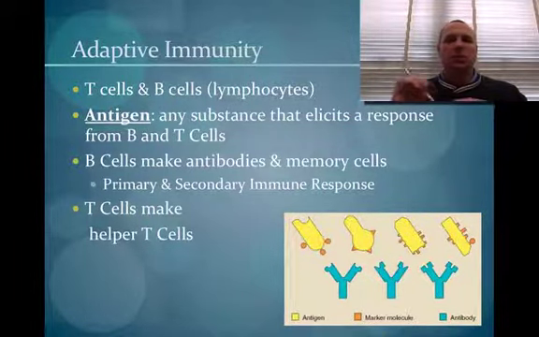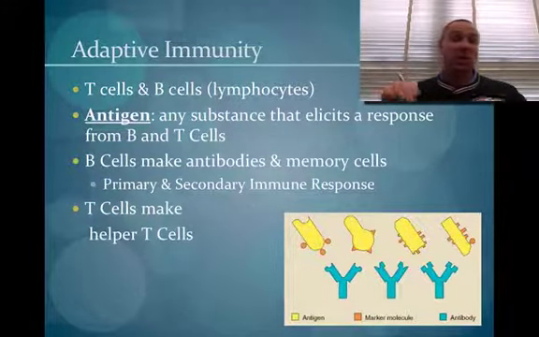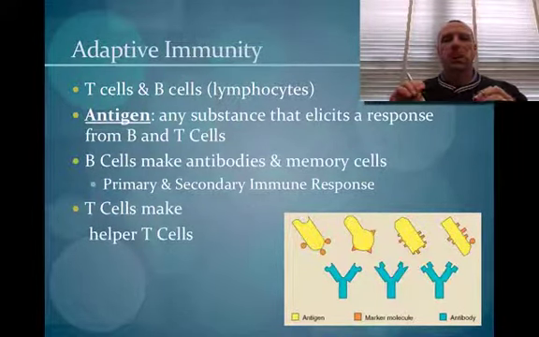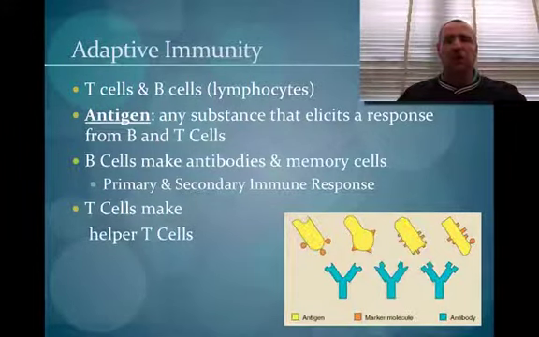T cells make what we call helper T cells or killer T cells in response to a certain thing. So they will make cells that actually go out and kill them directly and not through the use of antibodies.